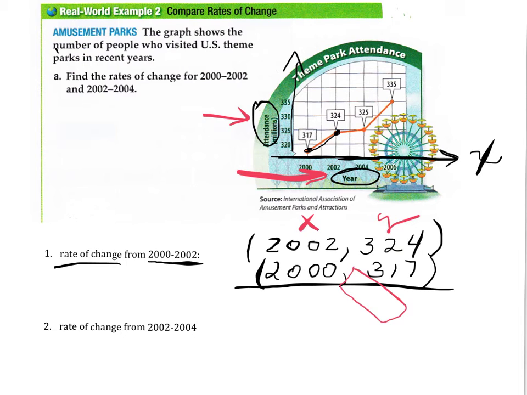That really is 3.5 million people per year. Make sure you remember to use millions because it's 3.5 million. It's not just 3.5 people per year, big difference. And make sure you label your rate.